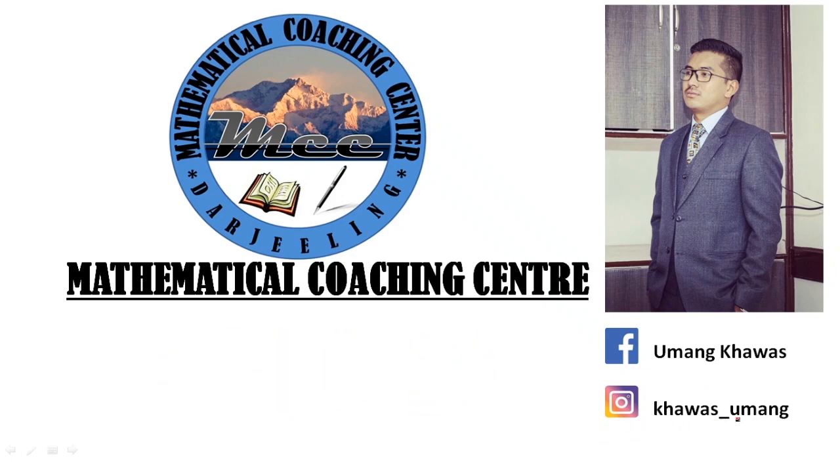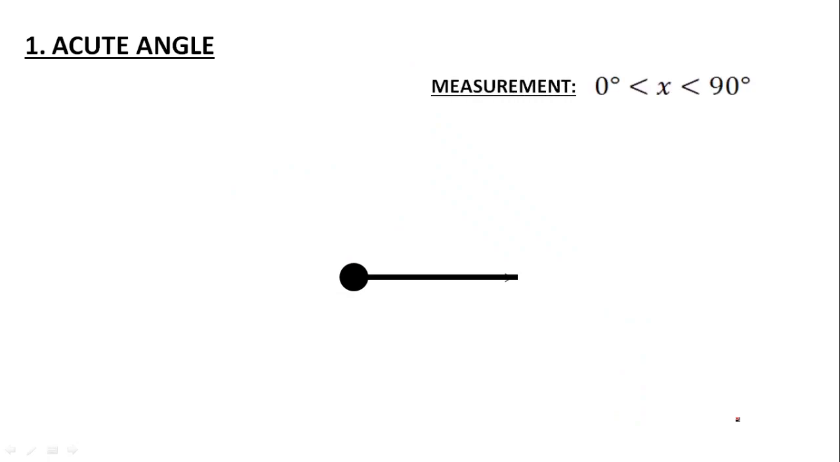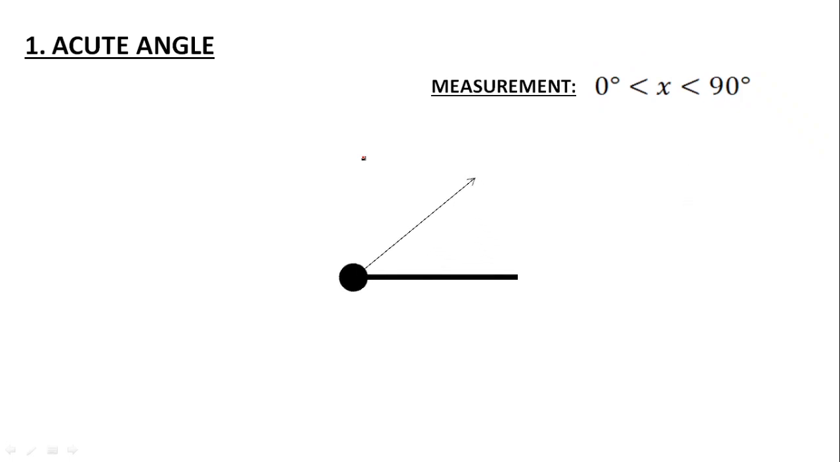So let's begin our lesson with the first angle, that is the acute angle. The measurement of the acute angle should be between 0 and 90. It should not be 90, and it should not be 0. So 0 and 90 are not included in the acute angle. If the angle is equal to 0, then it is known as zero angle, and if it is equal to 90, it is known as a right angle. So the acute angle must lie in between 0 and 90.